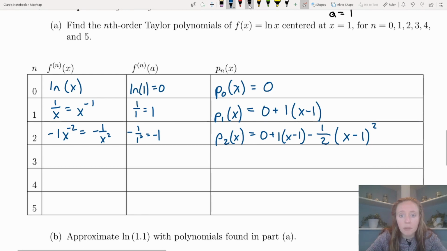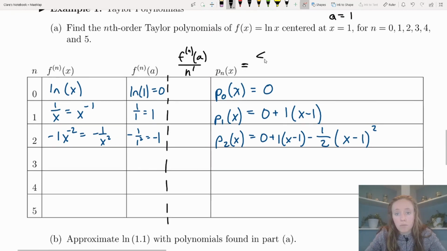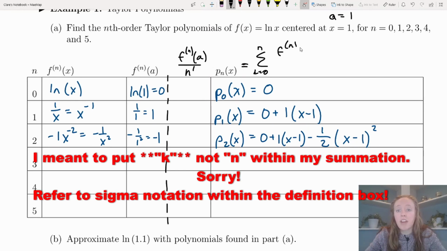Now, just to help us out a little bit with consolidating and simplifying, I'm going to make a dashed line here, so that we can simplify as we go along, I'm going to make this our nth derivative of a all over n factorial, just to help us simplify it down, because remember that's like our c sub k, so that's what's going to be multiplied by x minus a to the n. Because remember, p sub n of x is going to be equal to the summation from k equals 0 to n of the nth derivative of a all over n factorial, and that was times x minus a to the n.